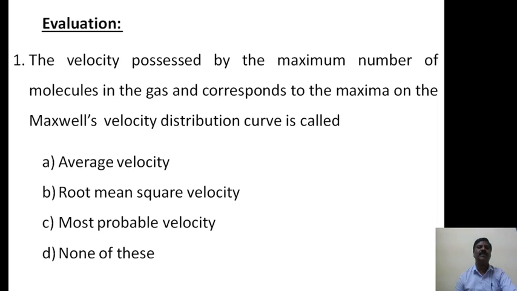The first question: the velocity possessed by the maximum number of molecules in the gas and corresponding to the maxima on the Maxwell velocity distribution curve is called. Four options: average velocity, root mean square velocity, most probable velocity, and D option is none of these. Please choose the correct option for this question. I will give just 10 seconds. You have to select the correct answer.